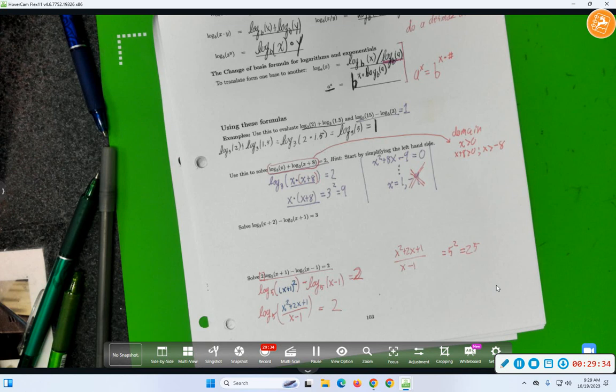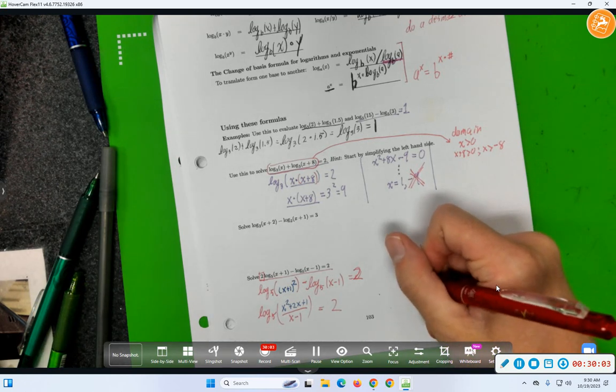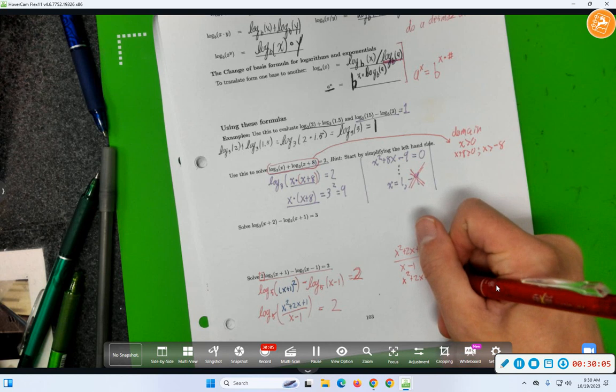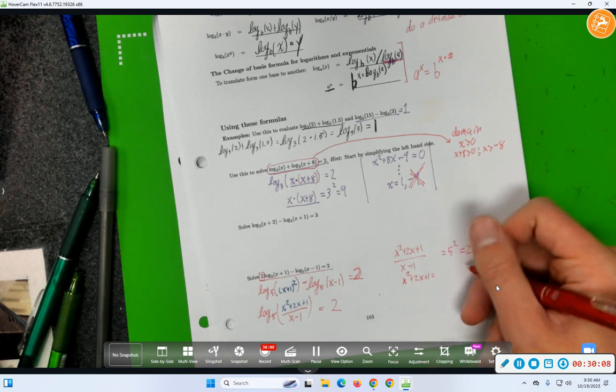Do people think they would benefit from seeing the algebra done out the rest of the way? Cool, then let's do that. So I see some division. I see an x in the denominator, and that's annoying. How can I get rid of that? Multiply that over to the other side. Cross multiply. So that looks like I get x squared plus 2x plus 1 equals 25x minus 1.